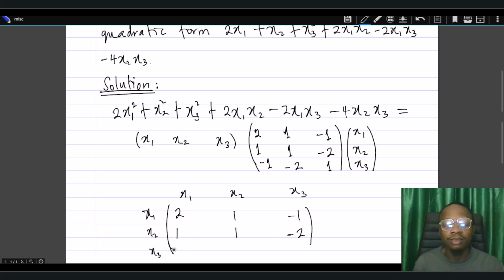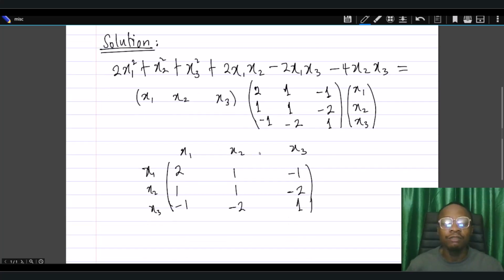And then for this, we have x3, x1. x1, x3, x3, x1, this is it here. So we split that, that gives us minus 1 here. And then we have x3, x2, that is minus 4, split into two portions, that is minus 2. And then we have x3, x3, that's x3 squared. The coefficient is 1. We have 1 right here. So that is the matrix representation for the quadratic form. It is as easy as that. So this is the matrix that we are interested in.